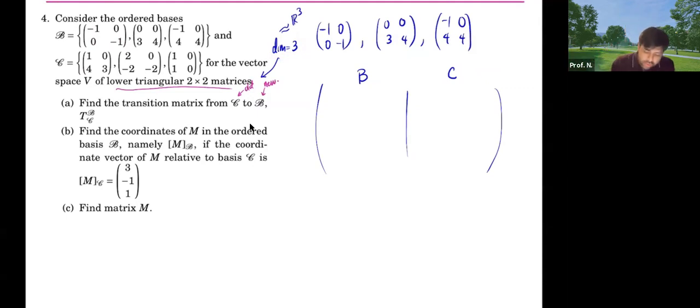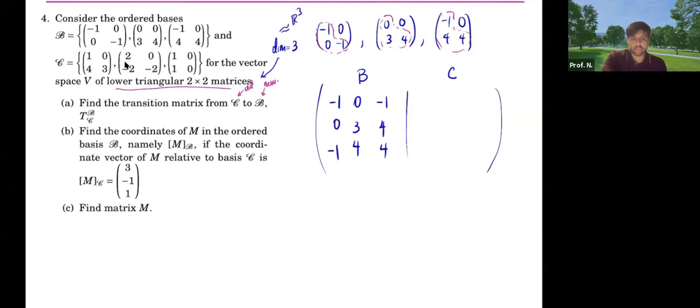So in a way, we can treat this guy as a vector, -1, 0, -1. And then this guy here as another vector, 0, 3, 4. And then this guy as another vector, -1, 4, 4. Right?